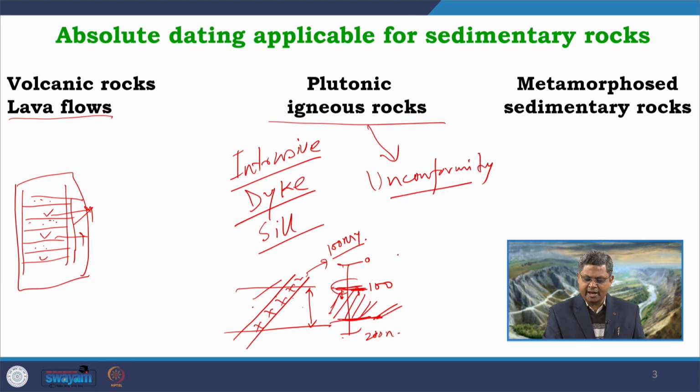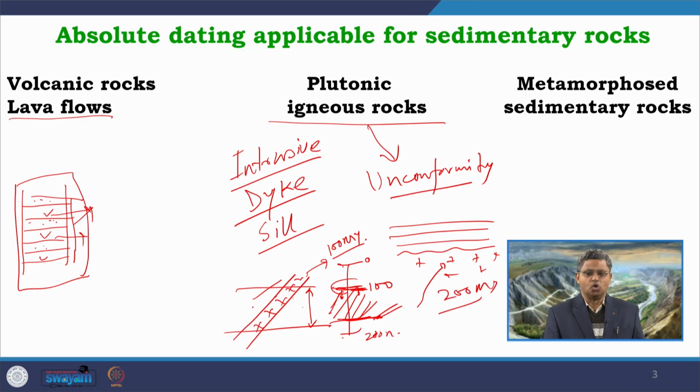Say for example, in an area you have a granitic basement and on that basement a sedimentary rock body has deposited. So, we can determine the age of this granite body, say maybe this is 200 million years. So, definitely the sedimentary rock body which was deposited here should be younger than this 200 million year time, because they are overlying the granite body and there is an unconformity over here.